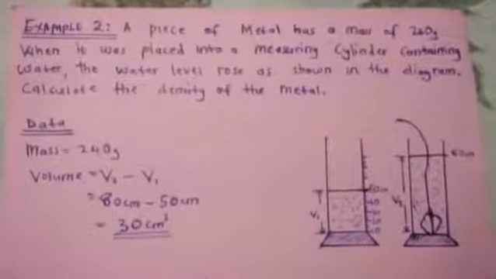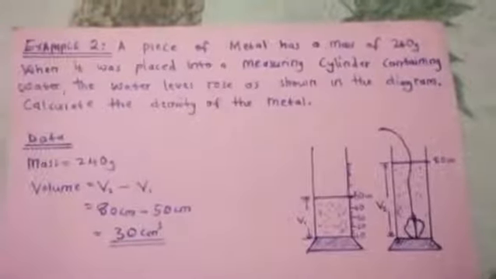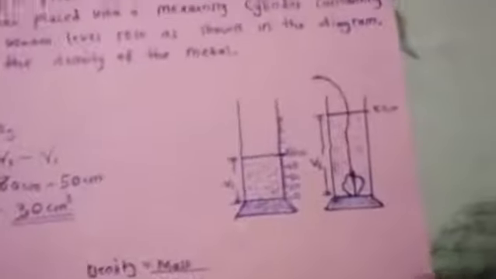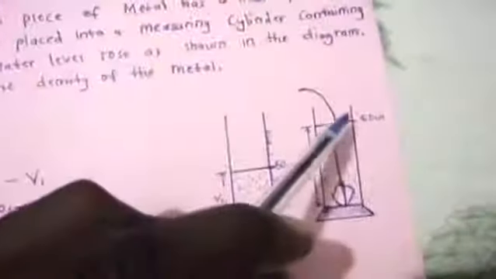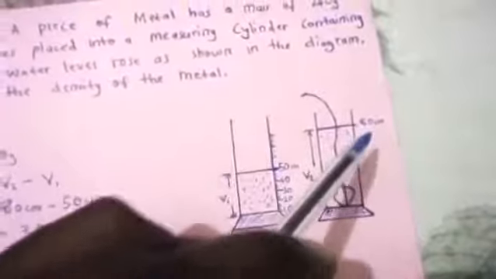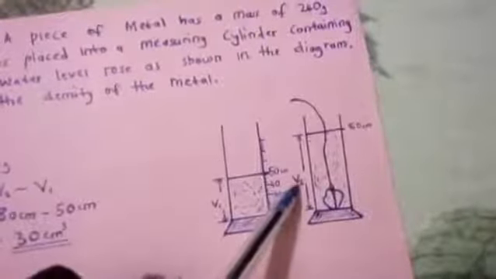The question was saying a piece of metal has a mass of 240 grams, and when it was placed into a measuring cylinder containing water, the water level rose as shown in the diagram. Initially, the water level was at 50 centimeters. Then the metal was placed into the measuring cylinder, and the water level rose to 80 centimeters. So here we've got volume 1 and volume 2.